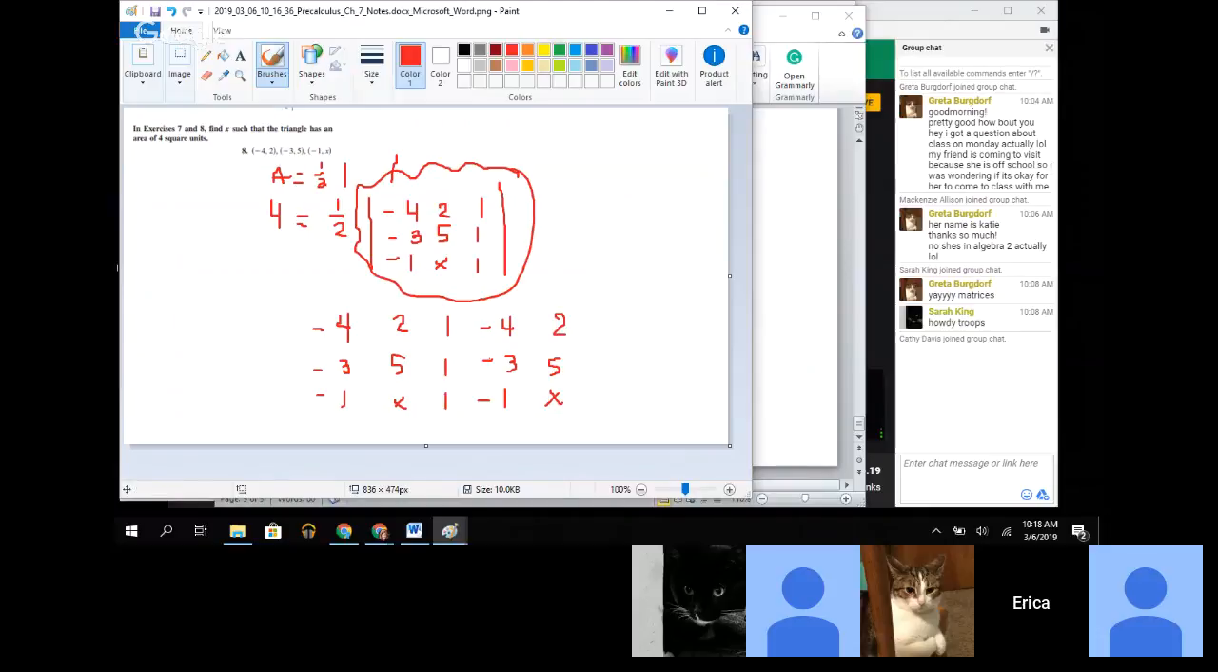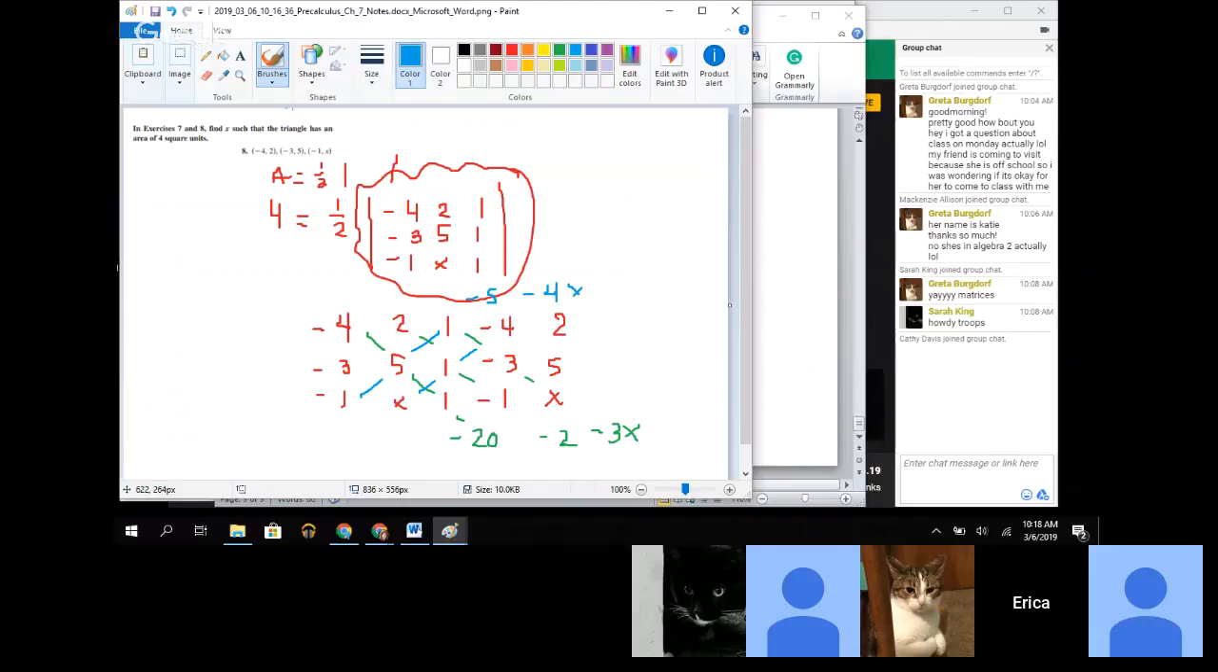Okay, so if I multiply down, -4 times 5 times 1 is -20. Then I have 2 times 1 times -1, so -2. And I have -3 times x. It's all negative in the bottom. When I go up, I have -1 times 5 times 1, so I get -5. I have x times 1 times -4, so -4x. And I have 1 times -3 times 2, so -6.